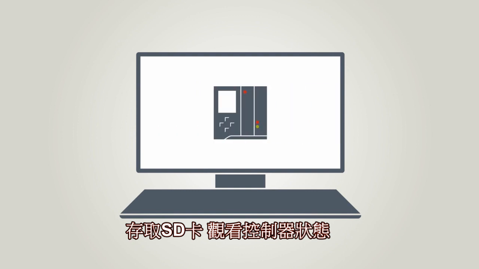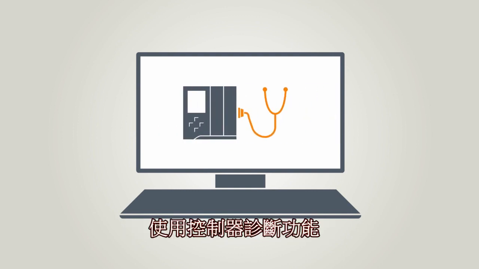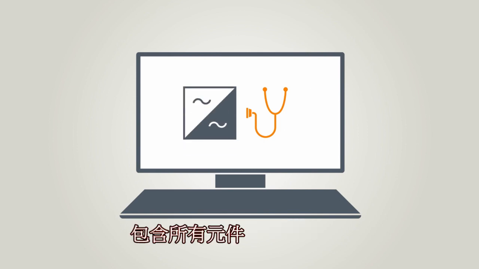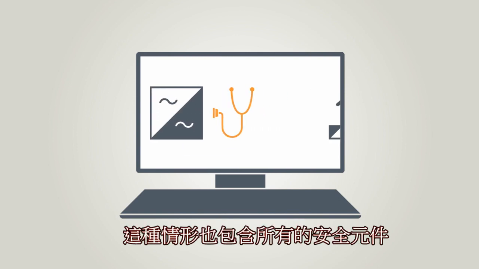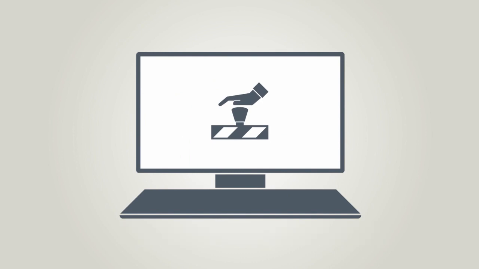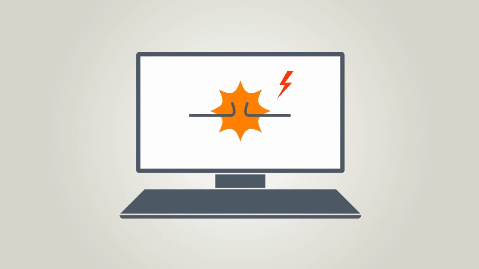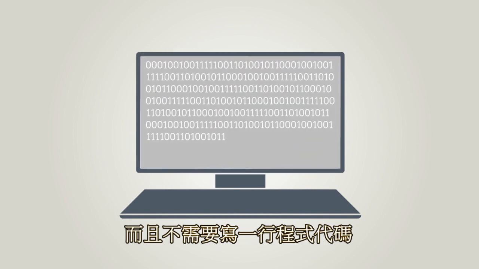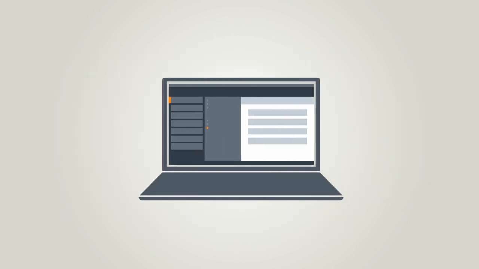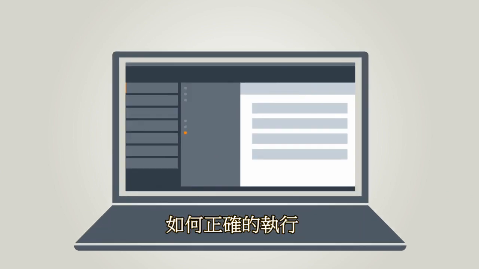View the controller's LED status, and use the controller's diagnostics function, including all components. This is also the case for all safety components and for faults right up to broken cables and short circuits. And there's no need to write even a single line of code. How exactly is that done in the TIA portal?